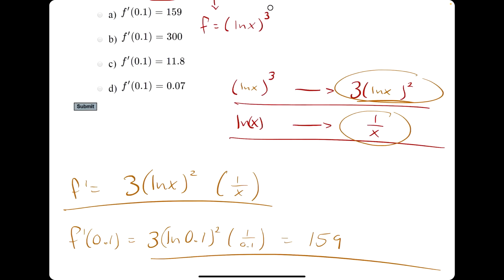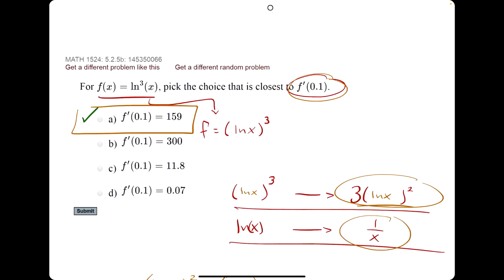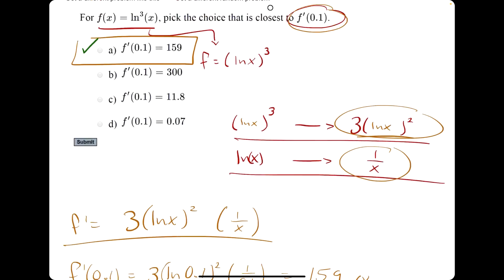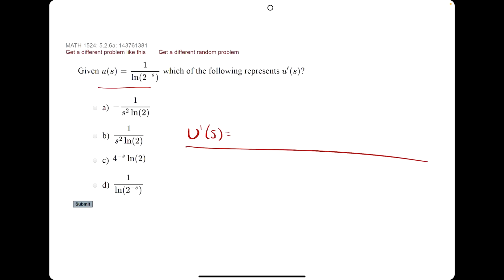So when we calculate this, we get 159.06, which is approximately 159. And we're done. In this problem, we're finding the derivative of u.